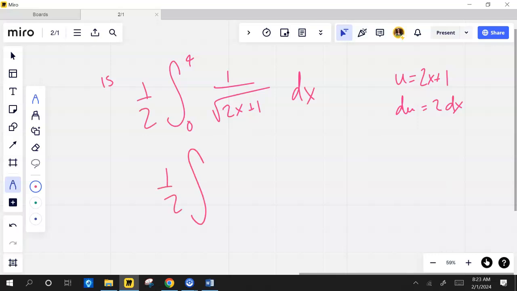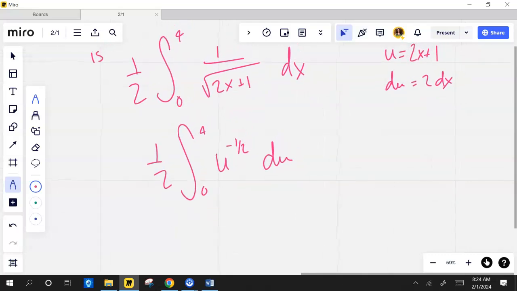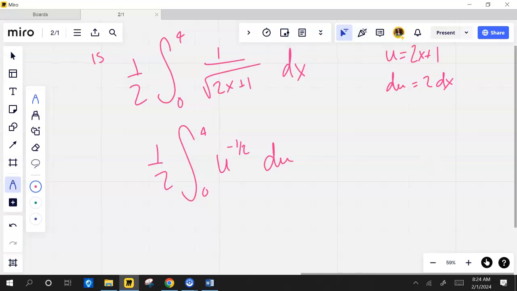So I've got 1/2, 0 to 4 of, I'm going to go ahead and make this u to the negative 1/2 du. If it's definite, you don't need the plus c because you're plugging in the bounds. All right, so I got 1/2 times, if I add 1 to that, I got positive 1/2, right? And if I divide by positive 1/2, that's like multiplying by 2. So I got 2u to the 1/2. And I'm going to adjust these bounds based on my u.